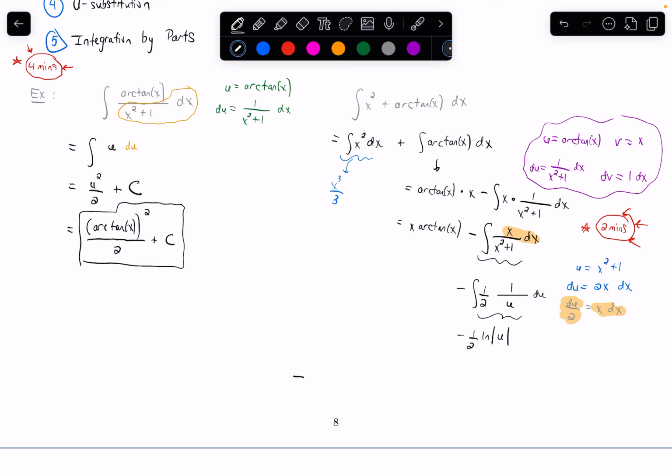Okay, so now putting this whole thing together, what we get is x to the 3 over 3, and then plus x times arctan of x. And now I'm getting minus 1 half ln absolute value of u, and u is x squared plus 1. And then this is an indefinite integral, so I've got to put a plus c.